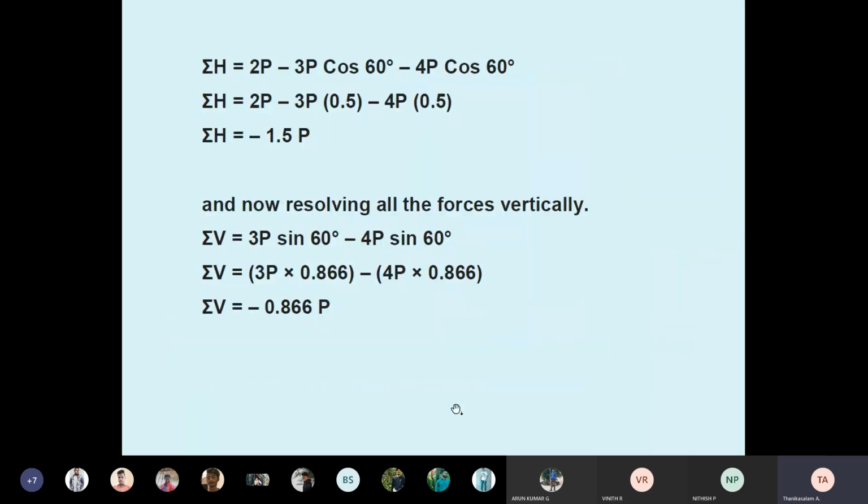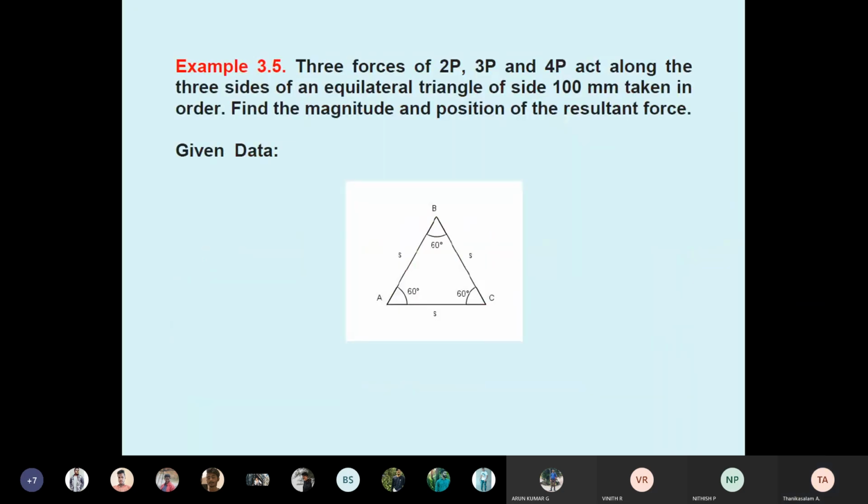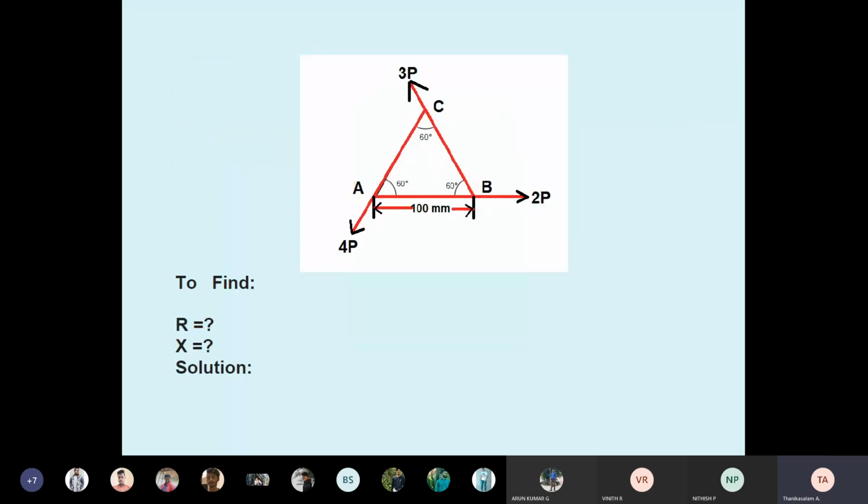In the problem, they did not give a diagram. They mentioned only an equilateral triangle with three sides of 100 mm, and forces act along the three sides. So I am starting with AB. AB is 2p, BC is 3p, see the arrow mark, CA is 4p. Each side is 100 mm. So we find the resultant R and x.